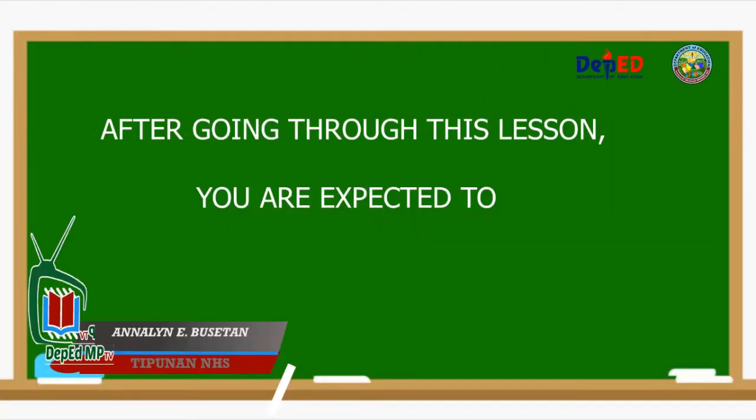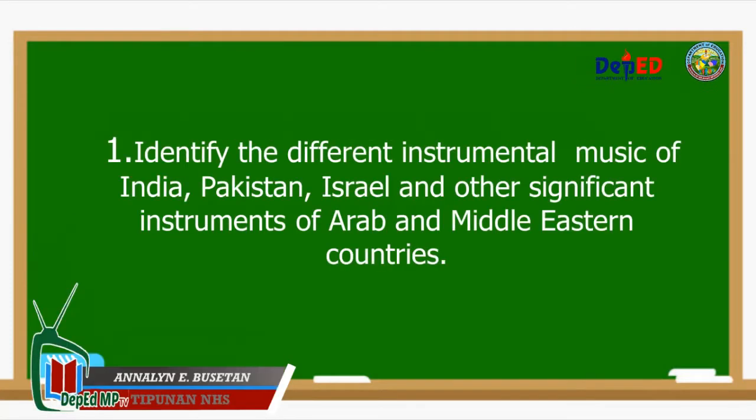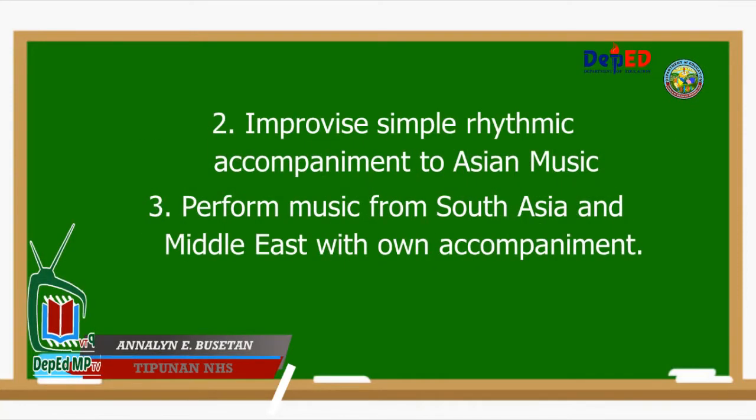After going through this module, you are expected to: number 1, identify the different instrumental music of India, Pakistan, Israel, and other significant instruments of Arab and Middle Eastern countries. Number 2, improvise simple rhythmic accompaniment to Asian music. And number 3, perform music from South Asia and Middle East with own accompaniment. And always remember, dear learners, to write all your answers on your module.